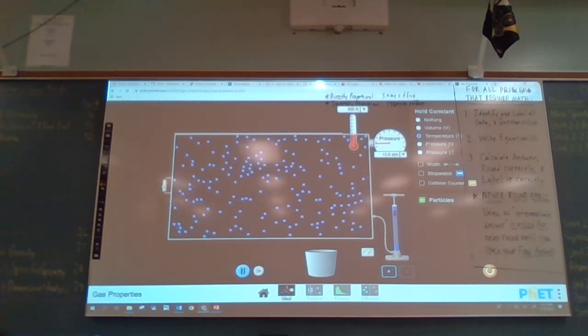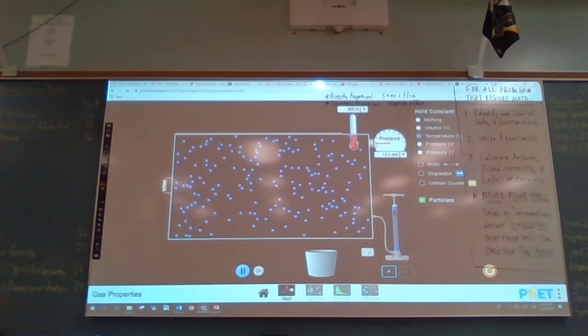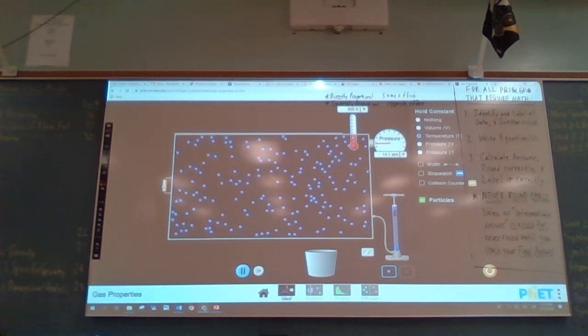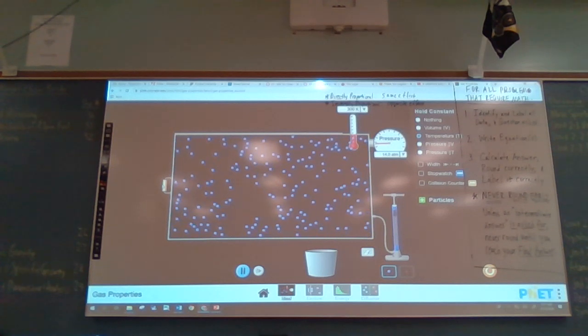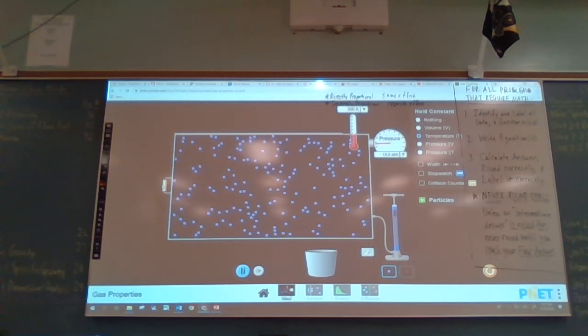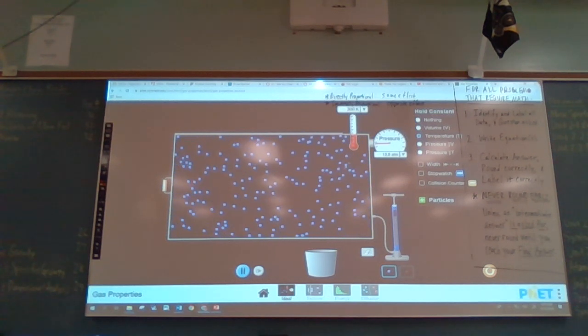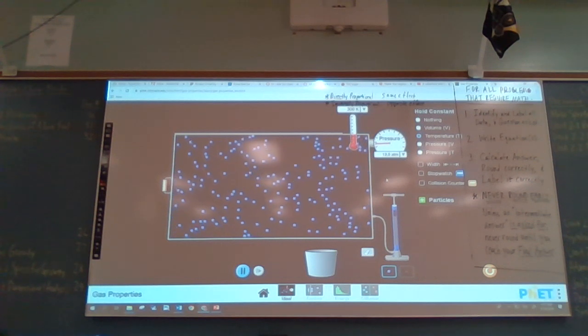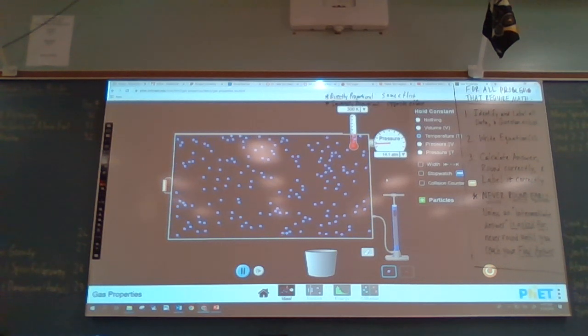All right. And now, so we've got more room in there. So what's happened to the particles? Collisions. Well, the collision rate's gone down. There's more room in there, so the spacing is increased and the number of collisions is decreased. And if you look at the pressure gauge here, the pressure has gone down. So as volume goes up, pressure goes down.